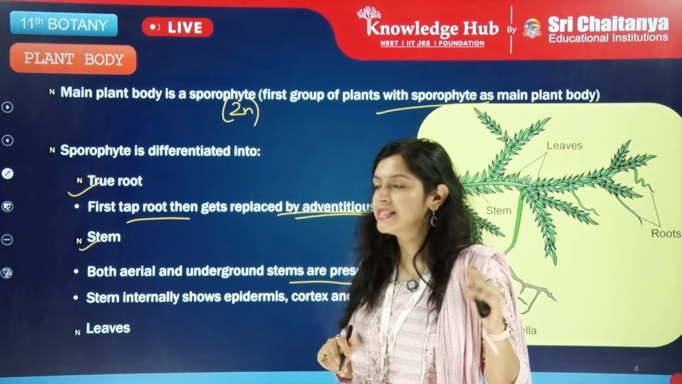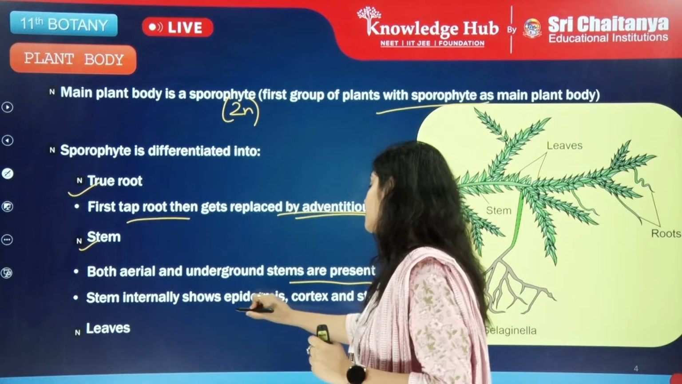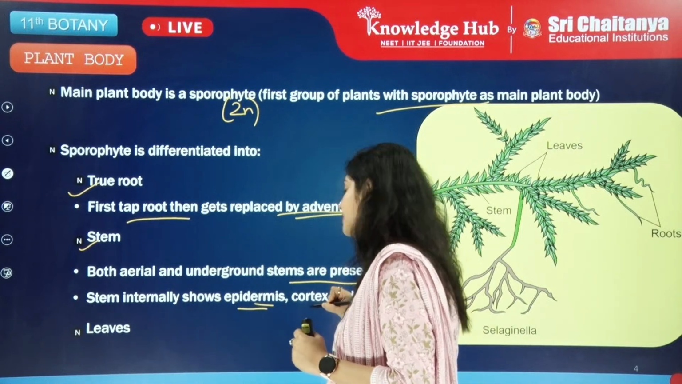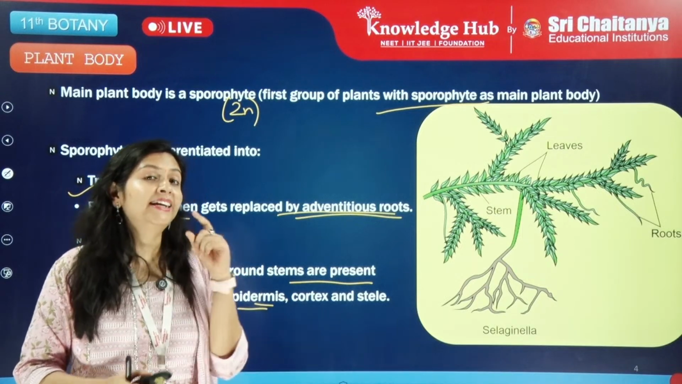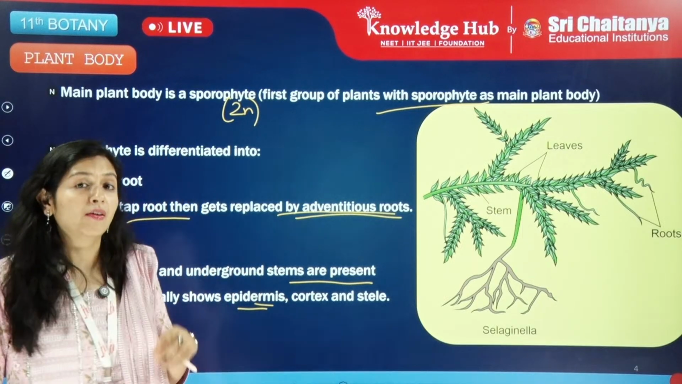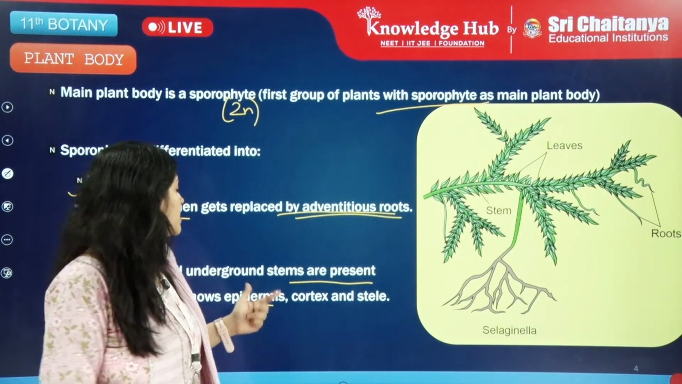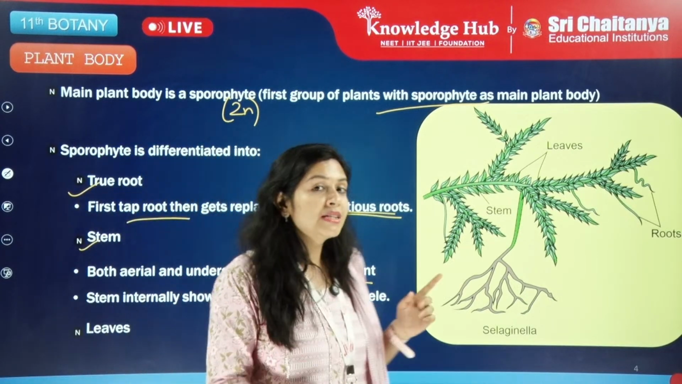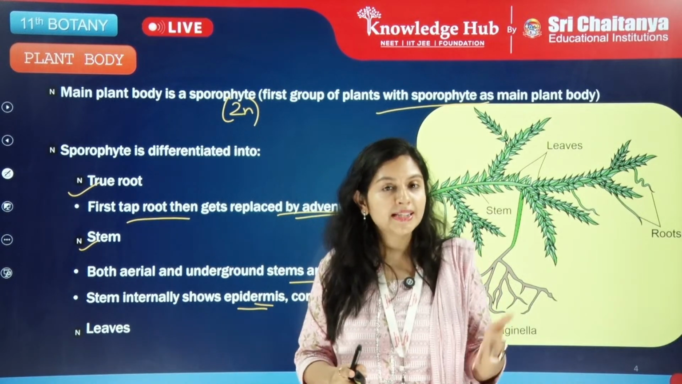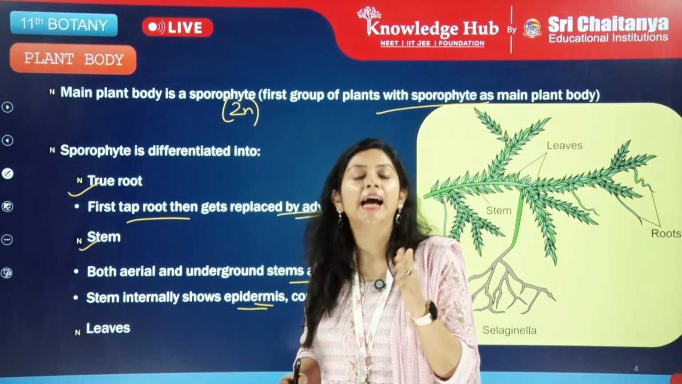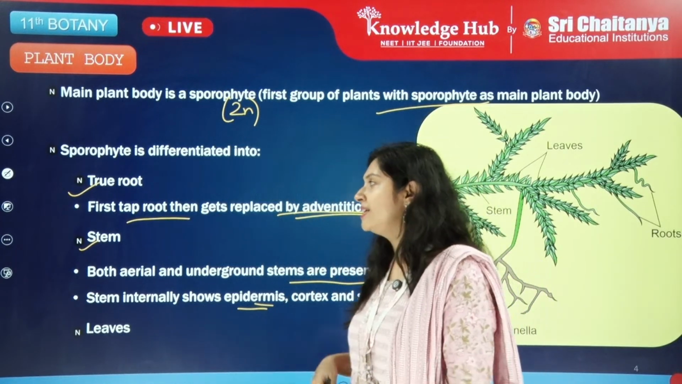Okay, now the next thing is the stem. Internally it shows epidermis, cortex and the stele. We'll learn about stele when I teach you the anatomy of flowering plants. In that chapter we will cover in detail what the epidermis is. Epidermis is the outer coat of the plant, cortex is the immediate next, and then we have the stele. Right. Now, let's see the leaves.